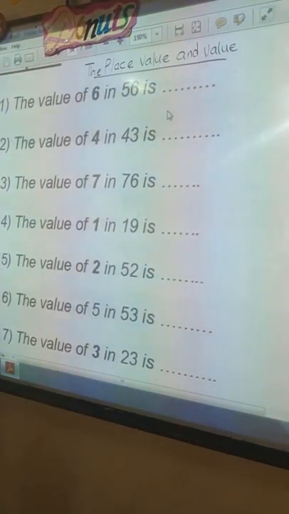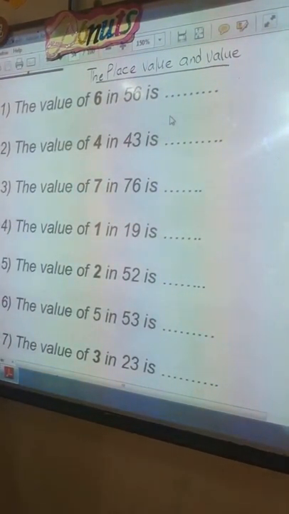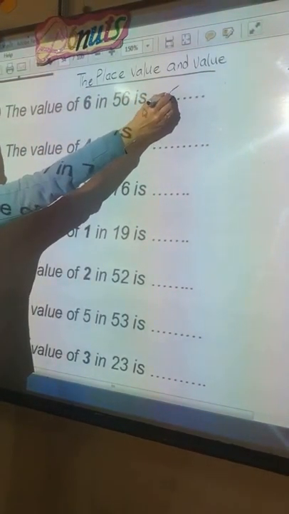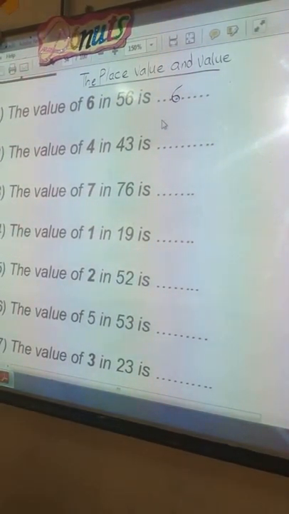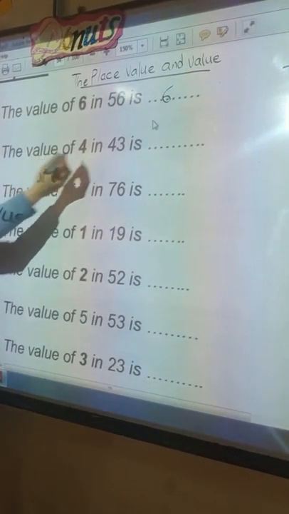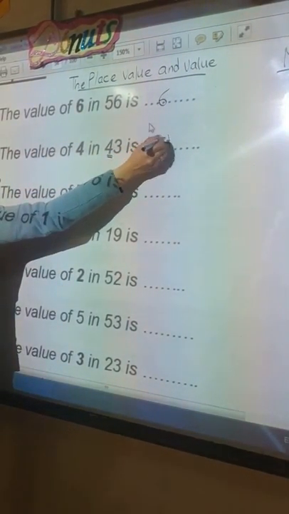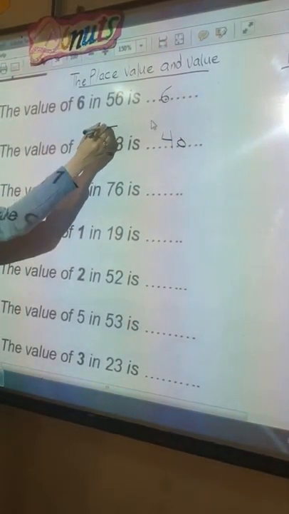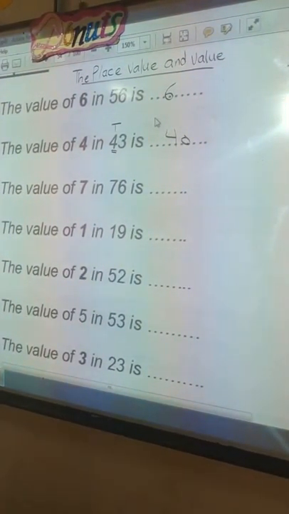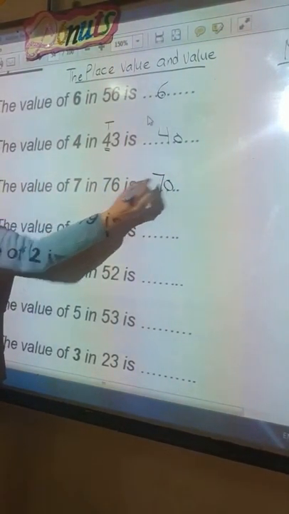The value of 6 in 56. 6 in the units, so the value of 6 is 6. The value of 4 in 43 is 40. Why? Because 4 in the tens. The value of 7 in 76 is, that's right, 70.